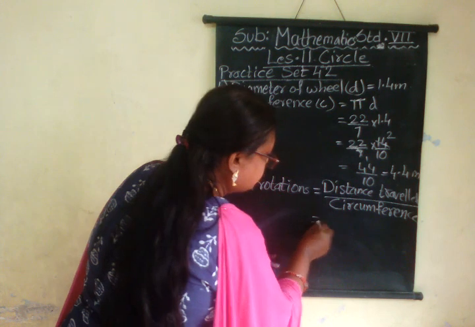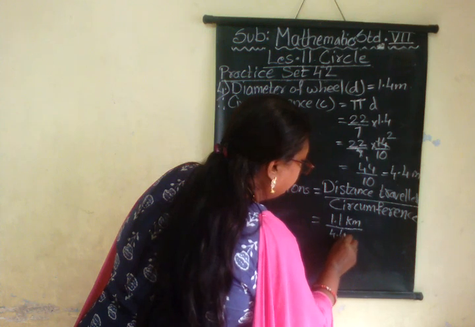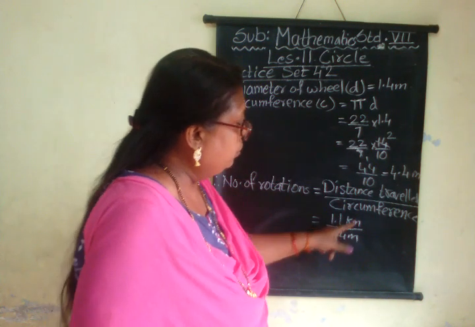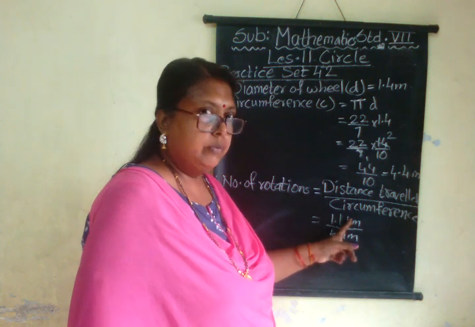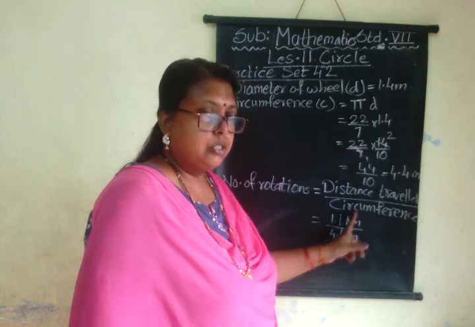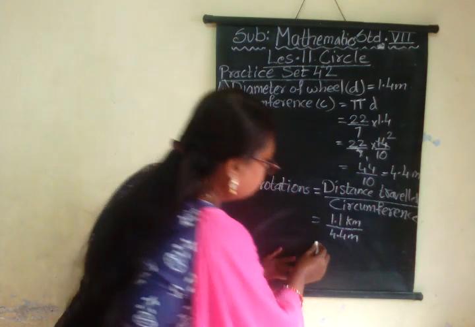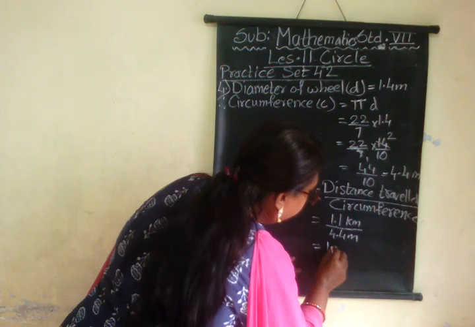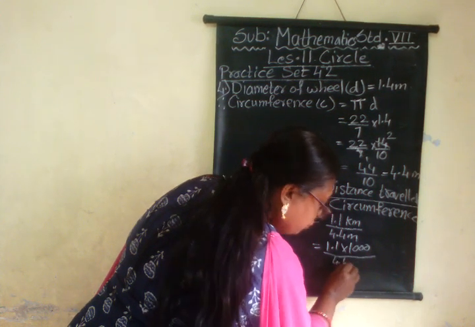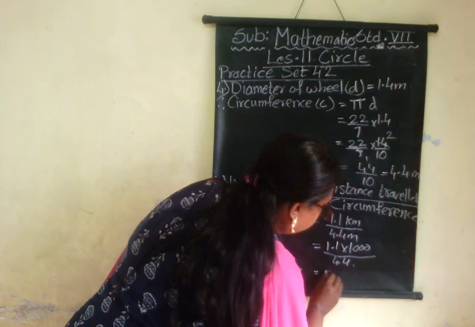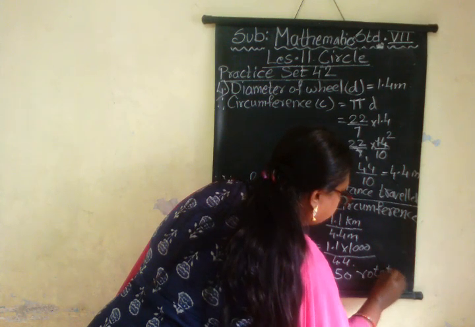This gives me answer. Distance traveled is 1.1 kilometer upon 4.4 meter. Now children, here two units are different. One is kilometer, another one is meter. So you have to convert the higher one into the lower, that is meter. Okay. So kilometer is to be converted into meter, means you have to multiply by 1000. So this gives me answer 1.1 into 1000 upon 4.4, which after calculation gives me answer 250. So 250 rotations are done.